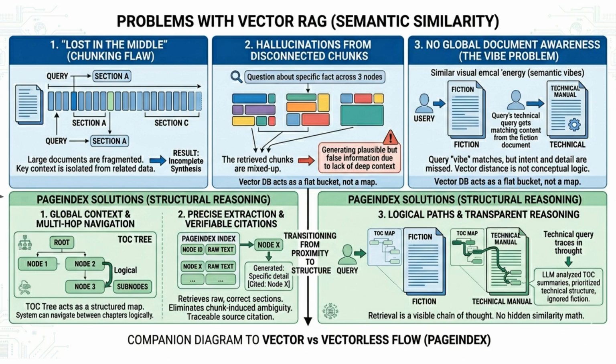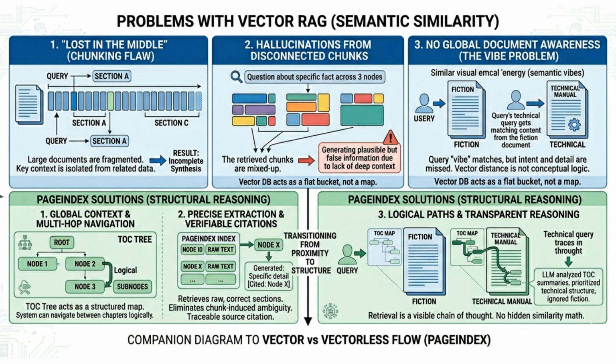Column 2, precise extraction and verifiable citations. Solution 2, precise extraction and verifiable citations. Instead of retrieving fuzzy chunks, PageIndex retrieves the raw, correct text sections based on its node navigation. Look at the flow. The query points directly to node X in the PageIndex index. Because we are retrieving specific, structured raw sections, we eliminate chunk-induced ambiguity.